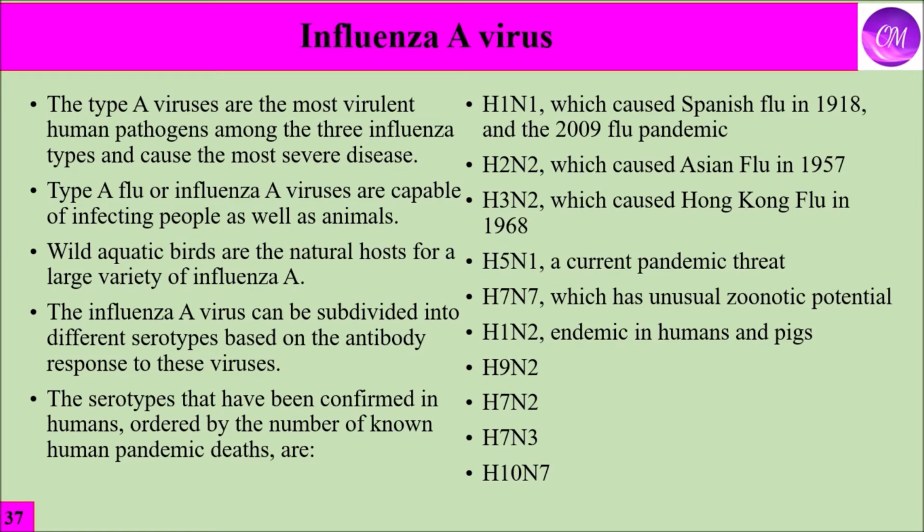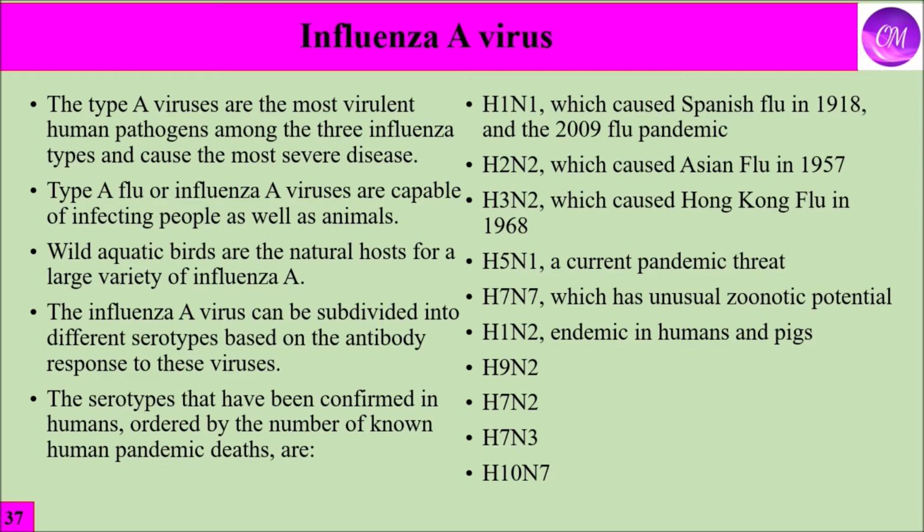The type A viruses are the most virulent human pathogens among the 3 influenza types and cause the most severe disease. Type A flu or influenza A viruses are capable of infecting people as well as animals. Wild aquatic birds are the natural host for a large variety of influenza A. The influenza A virus can be subdivided into different serotypes based on the antibody response to these viruses.